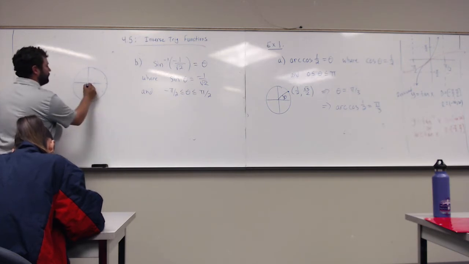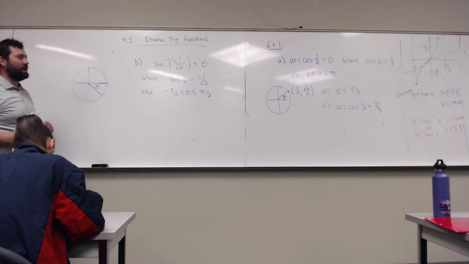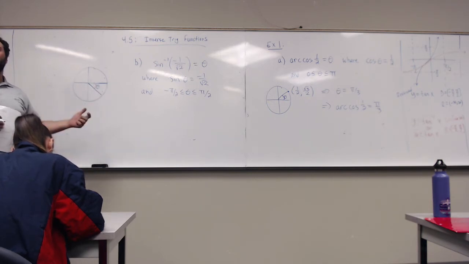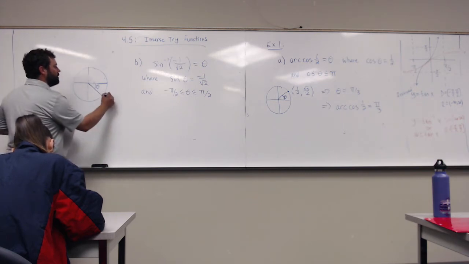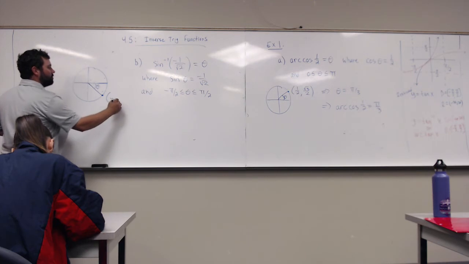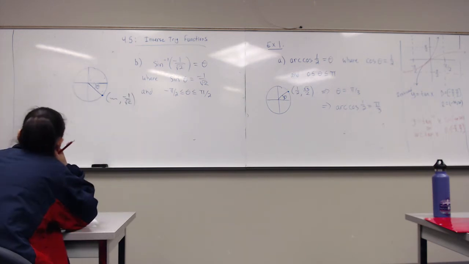So my angle theta is down here. It's going to end up being a negative angle. It has to be between minus pi over 2 and pi over 2. And the y-coordinate down here, I don't care what the x-coordinate is, but the y-coordinate is minus 1 over root 2.